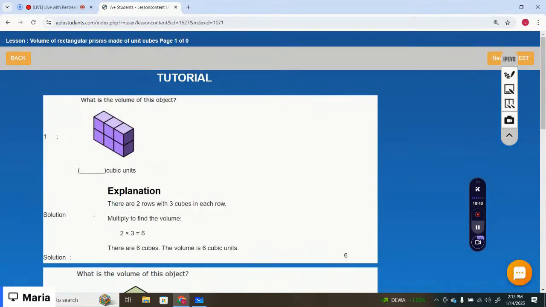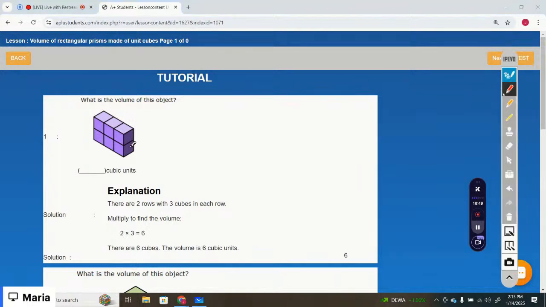What is the volume of this object? So the volume is length times height, right? The height of this rectangular prism is 2 and 1, 2, 3. The length is 2, so you have to do 2 times 3. That is 6 cubes only, right? The volume is 6 cubic units.